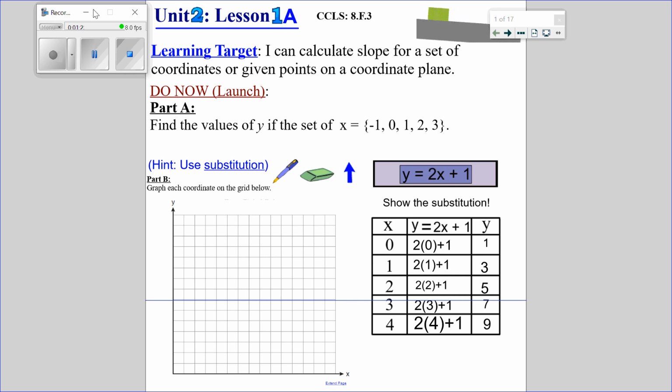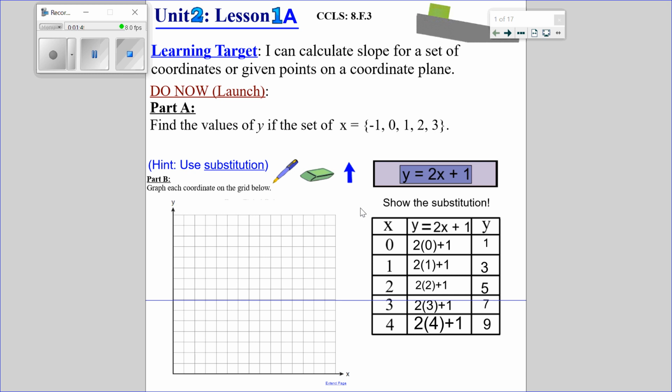Now we're going to plot these coordinate pairs. The coordinate pair is an x, y, so it's 0, 1. Your 0 represents x, and the 1 represents the y. We have the next coordinate pair, 1, 3. X is 1, y is 3. And so forth. We go 2, 5, 3, 7, and 4, 9. Those are your coordinate pairs we're going to plot on the graph.